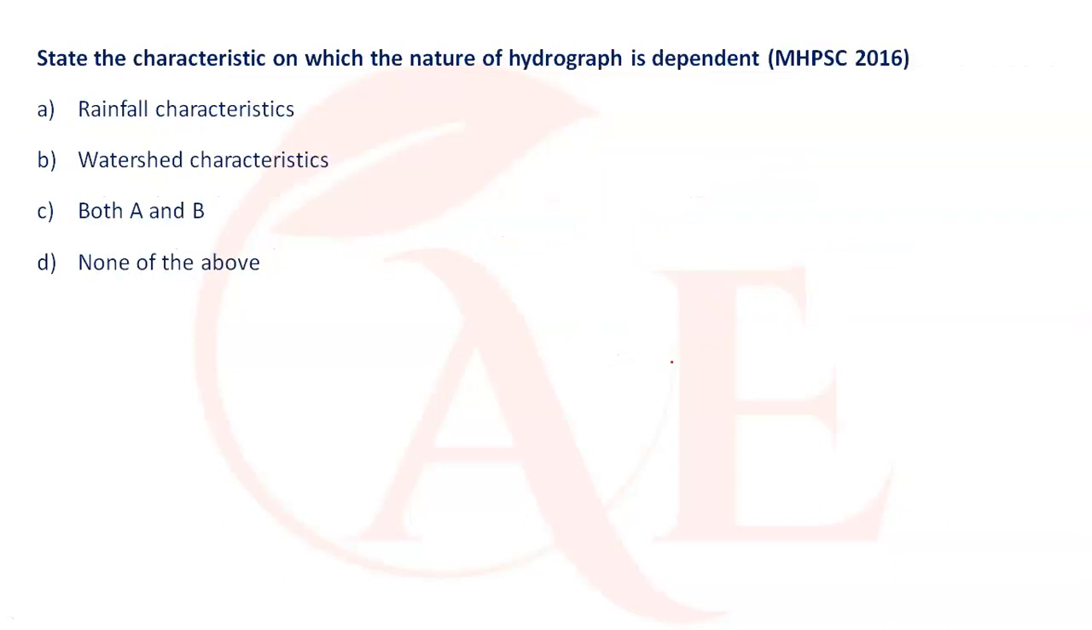Next question. State the characteristic on which the nature of the hydrograph is dependent. It depends on both rainfall and watershed characteristics. Option C is the correct answer.